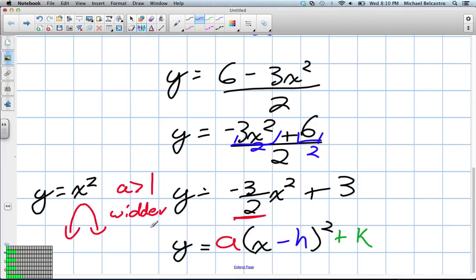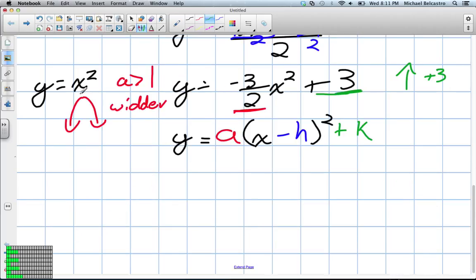But for domain and range, wider or thinner doesn't make a difference because the domain's not going to be affected. Is there an h term here? Is x in brackets with another term in between? No. So h is 0, so the vertex is going to be on the y-axis. It's going to be at 0. And 3 is which variable? The k, which means the vertex is, because it's positive, going to move up 3 units.